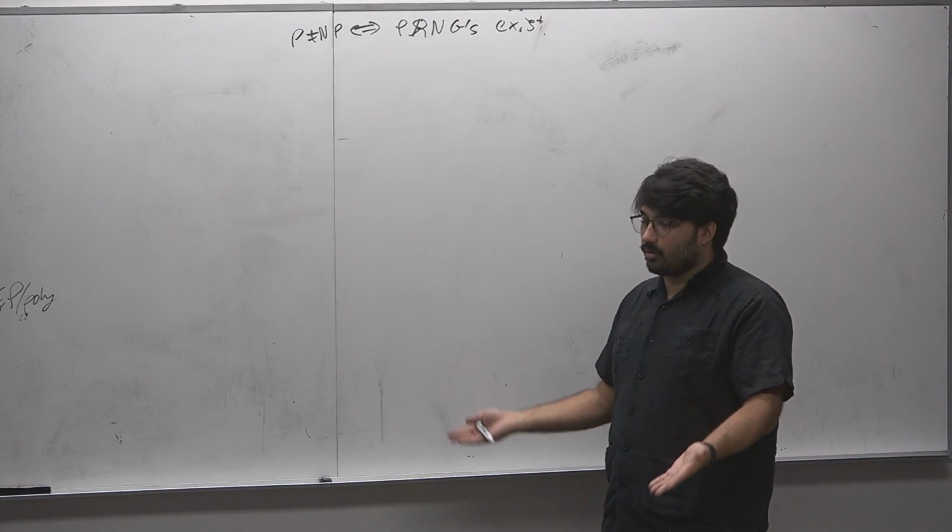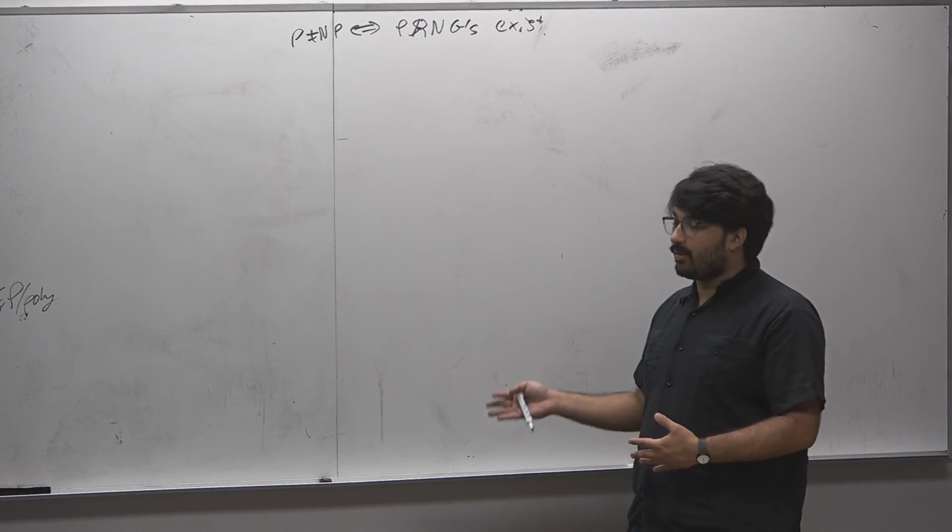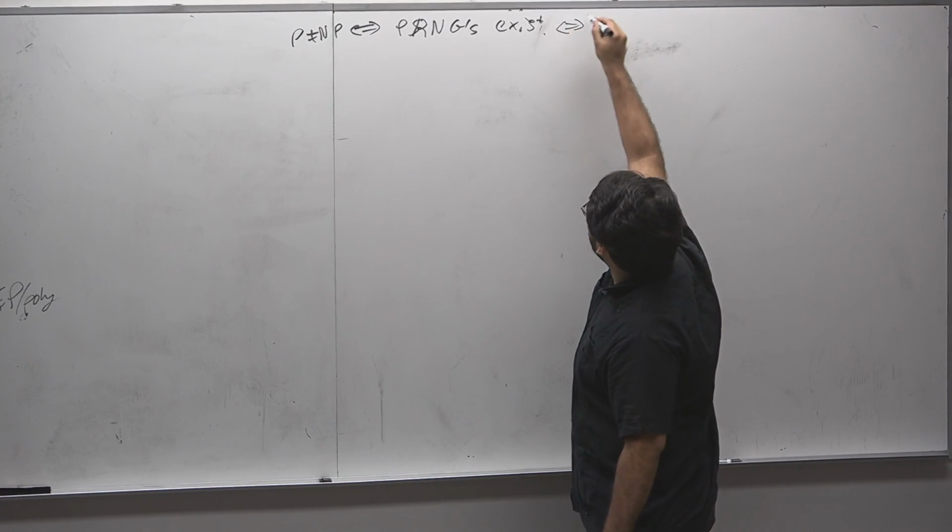We use pseudo-random number generators all the time. This is good evidence. By the way, we also know this is true if and only if hash functions exist, right?